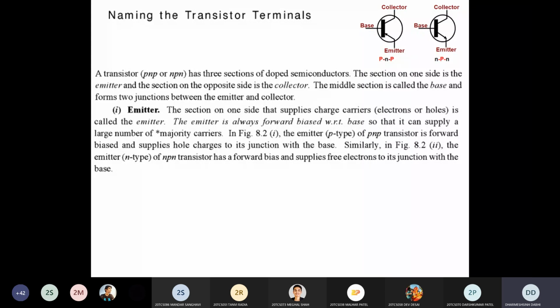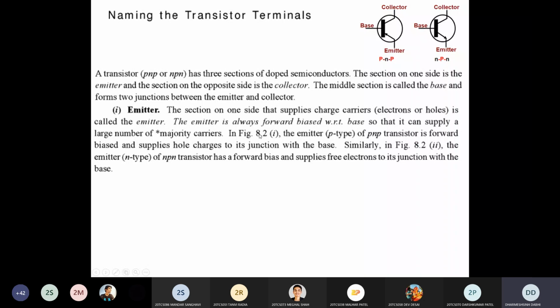Yes, anyone? Give me the answer. What are the majority charge carriers in PNP? Yes, hole, because the emitter terminal is connected with the P type. So in the P type layer, the majority charge carrier is hole. If it is N type, like in an NPN transistor, the majority charge carrier is electron.